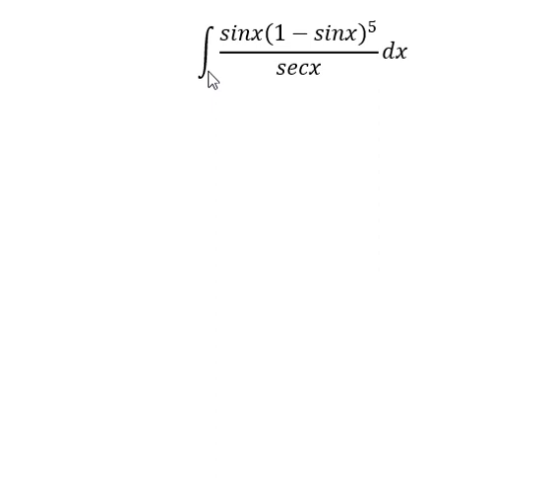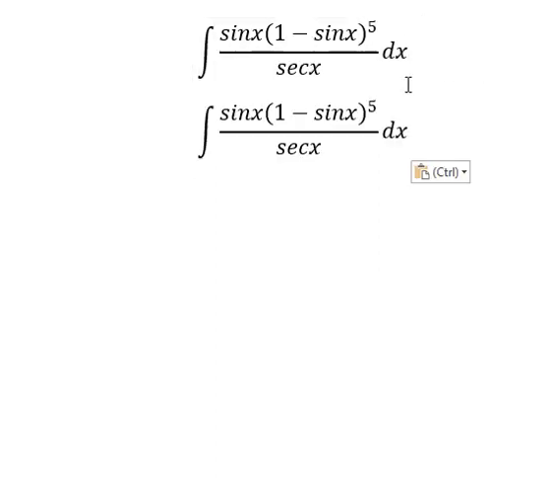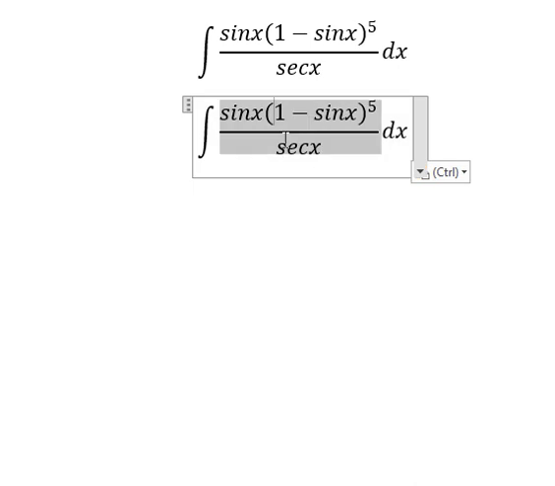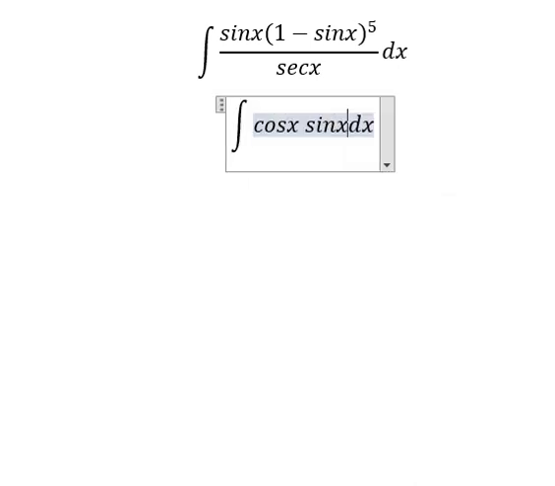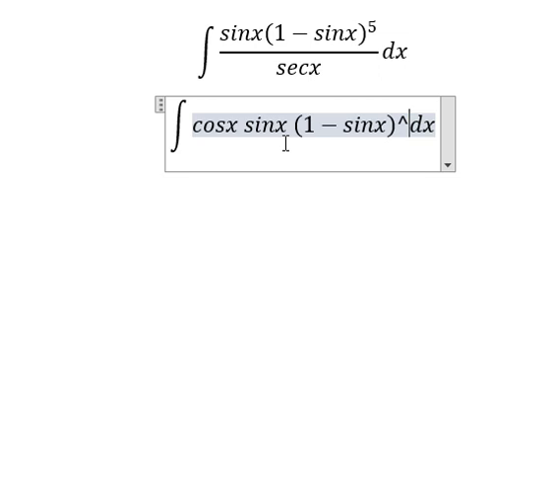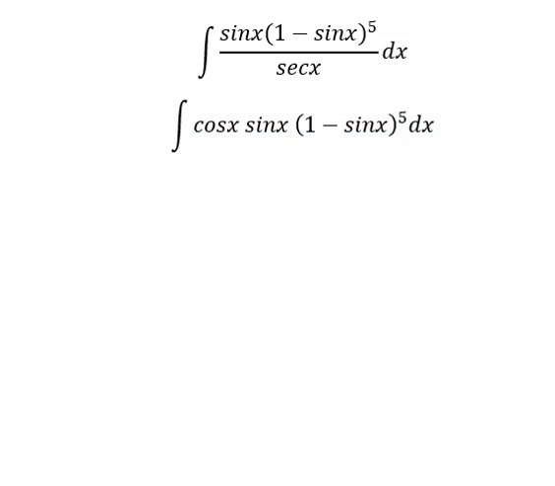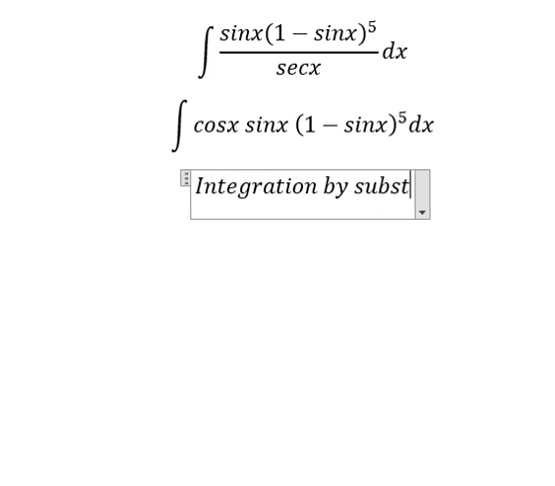So now I want to show you how to answer 1 divided by secant of x. You got cosine x. Next, we need to use integration by substitution.